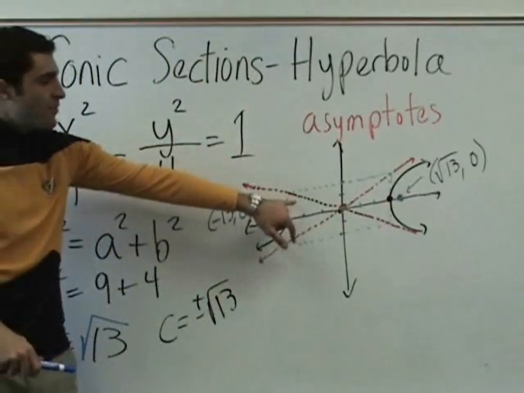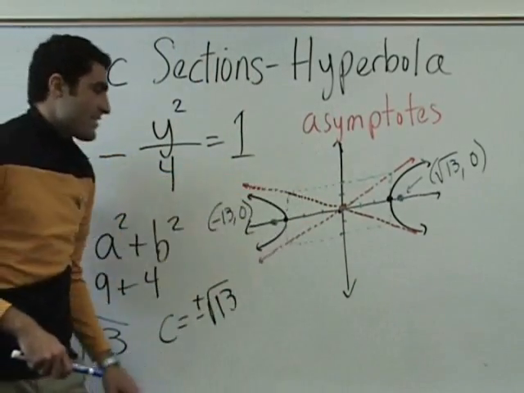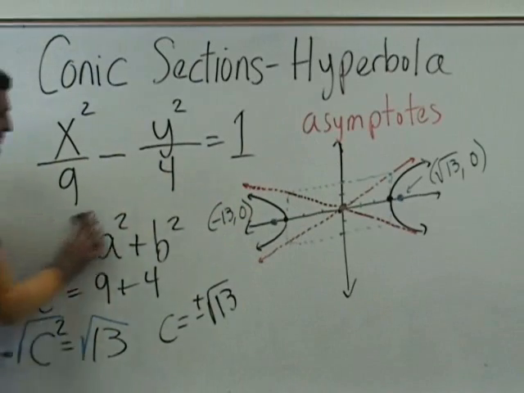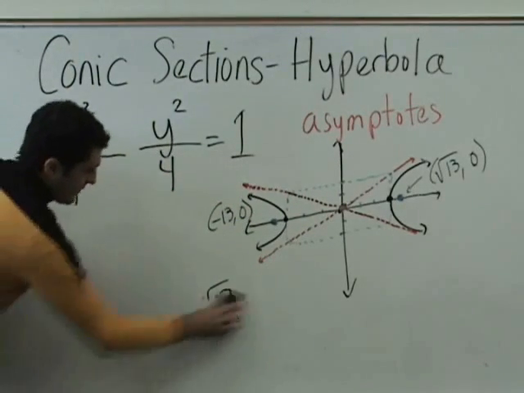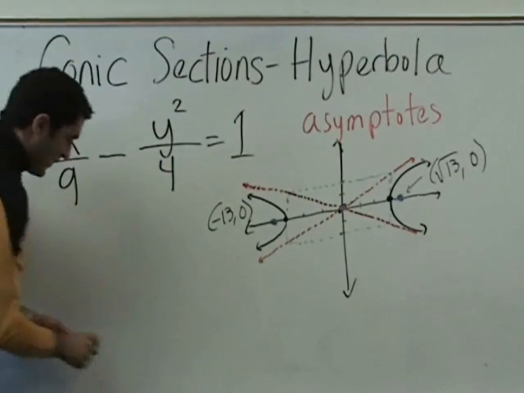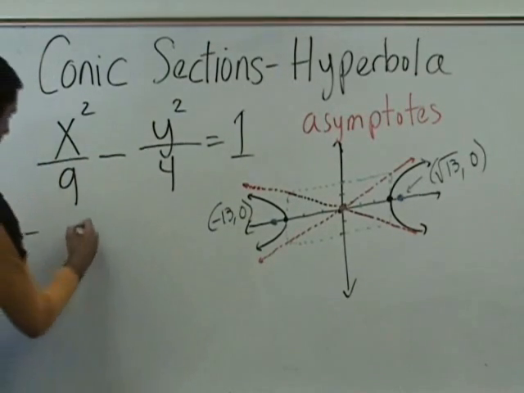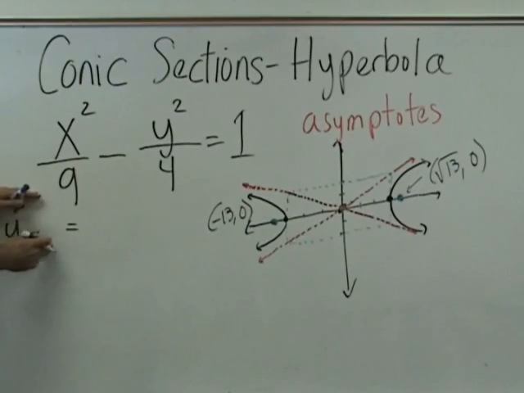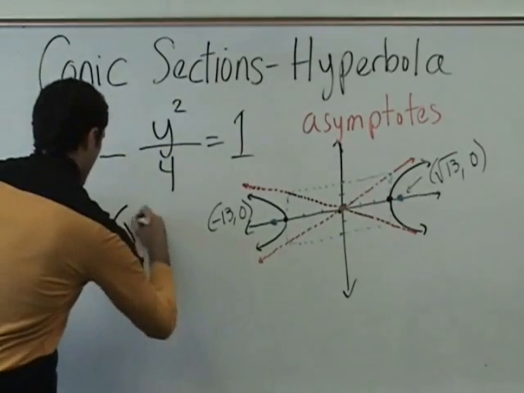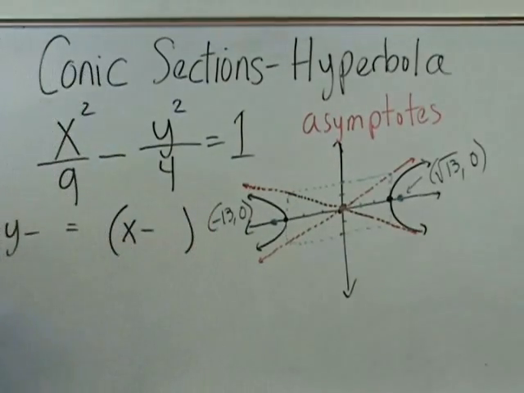It's very easy to do point slope with these two, because you already have a point. Let's look at it. Point slope form goes like this: Y minus a point, X minus a point. So this is the basis for it. This is called point slope form, and this will give us the equations of these red asymptote lines.